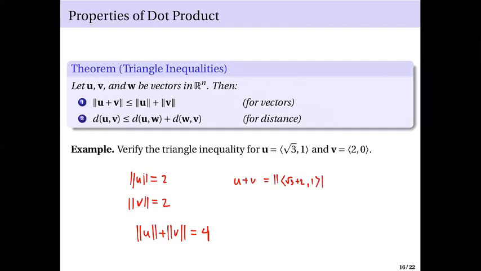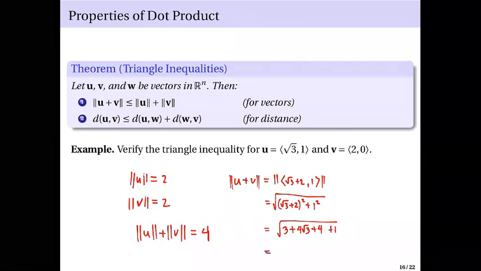And you get the magnitude of this. Okay. So this is equal to square root of (square root of 3 plus 2) squared plus the square of 1. We can simplify this. So this is 3 plus twice the product of square root of 3 and 2, plus 4. And then we have the plus 1 there. And then we take the square root of this. Then if we add them, this is equal to 8 plus 4 square root of 3. Take the square root. Okay.